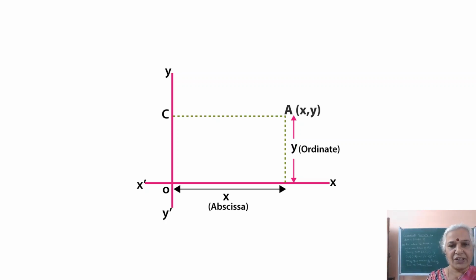Now, the distance from the y axis to the point x is called the abscissa, and the distance of the point from the x-axis is called the ordinate. That is, if we mark any point, the distance from the origin to the point x, or from this y dash axis, is called the abscissa, and this distance, from the x-axis to the point, is called the ordinate.